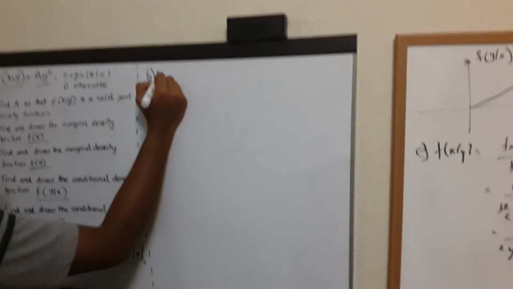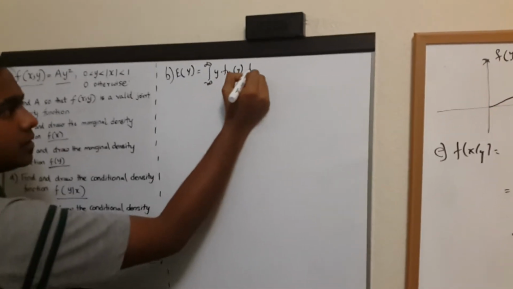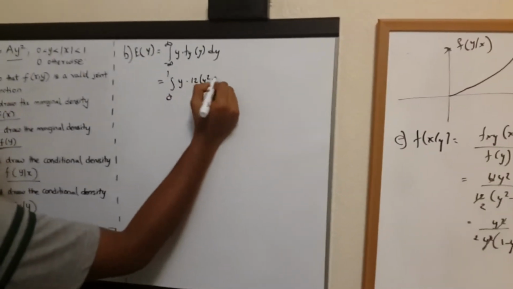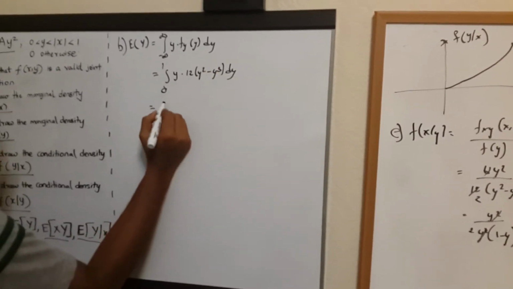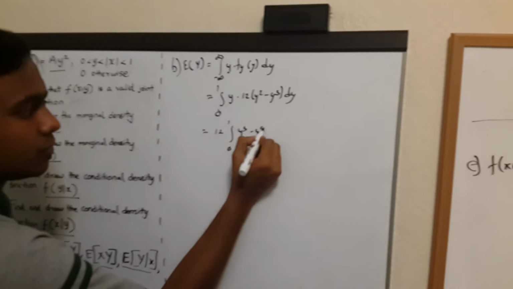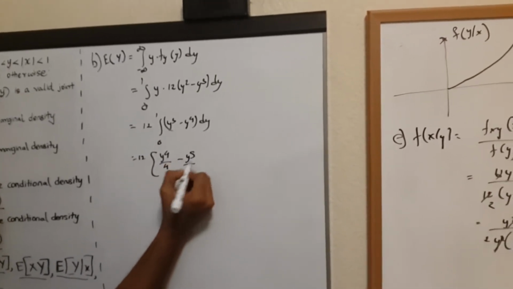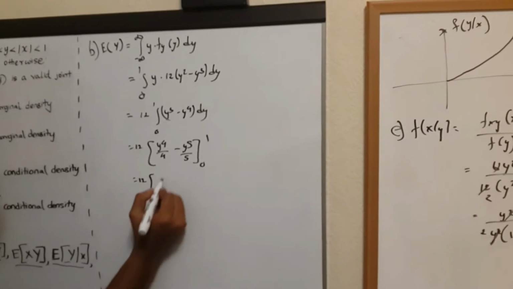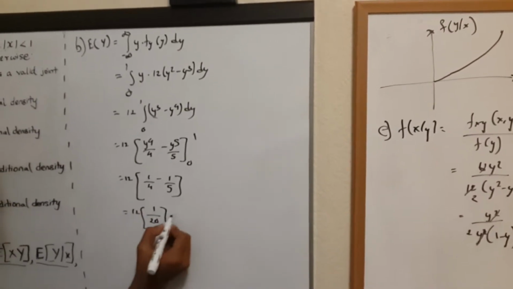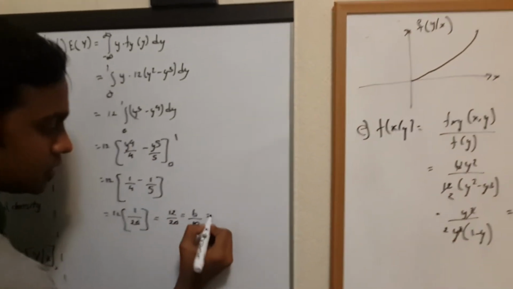Now you have to find the next thing, e of y. E of y equal to integral from minus infinity to infinity of y fy of y dy. So y ranges from 0 to 1, y into 12 into y squared minus y cube dy. So 12 comes outside, integral 0 to 1 of y cube minus y power 4 dy. So 12 into y power 4 by 4 minus y power 5 by 5, 0 to 1. So 12 into 1 by 4 minus 1 by 5. So 12 into 1 by 20. So which is 12 by 20, which is 6 by 10, which is equal to 3 by 5.